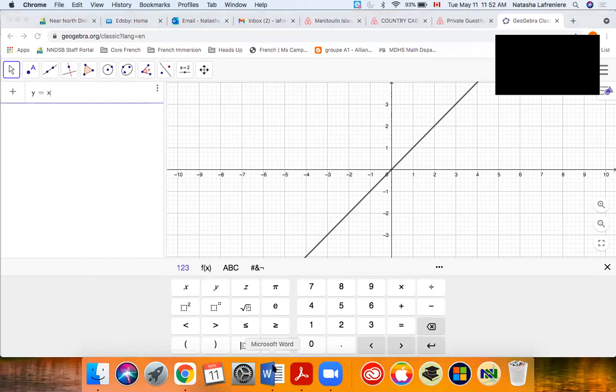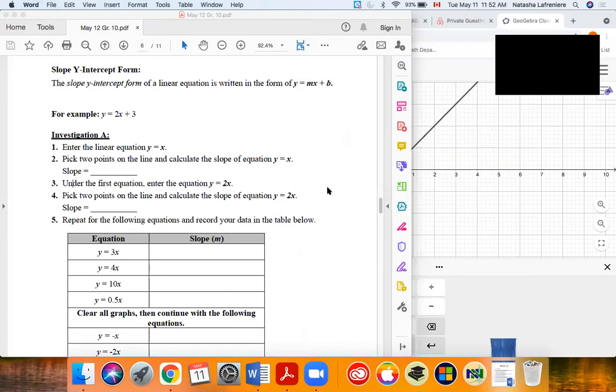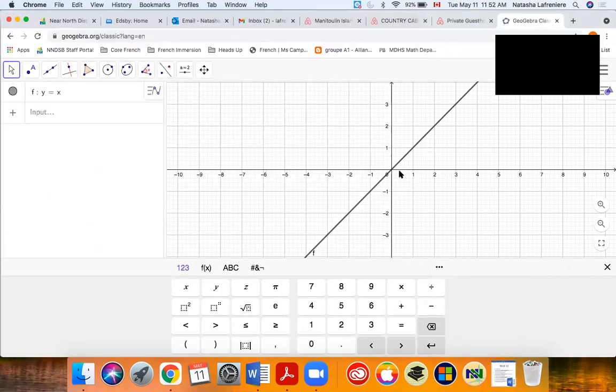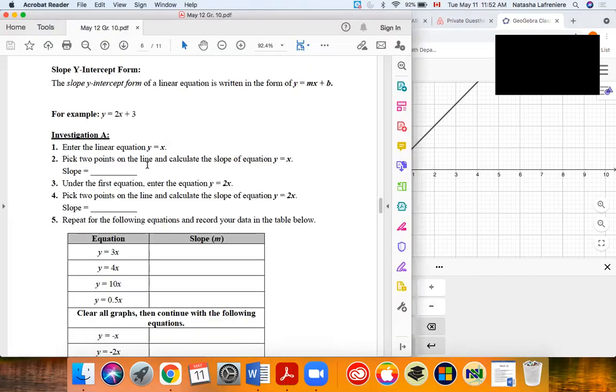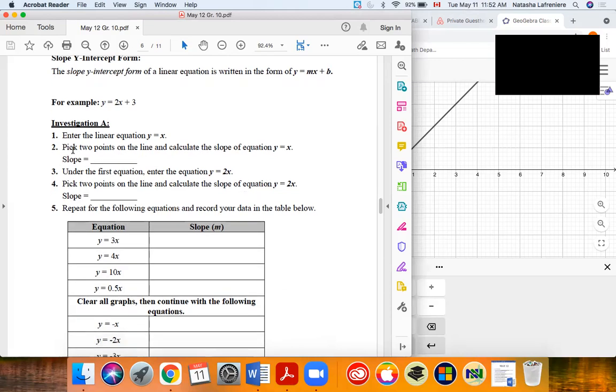Okay. So if we go back to this, you would write here, so you're picking 2 points. So I picked (0, 0) and (1, 1). And we saw that our rise is 1, our run is 1. So that means that our slope is 1. I'm not going to write it just because it would mess up my screen a little bit. So here you're going to write that our slope is 1.